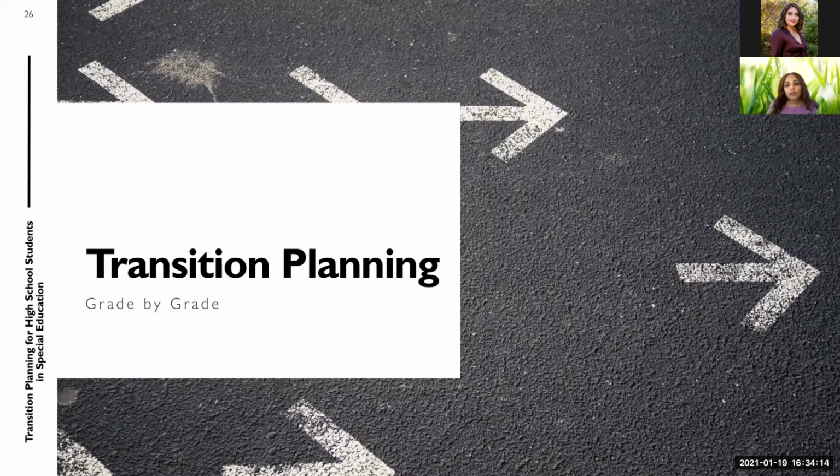Transition planning is a process that is going to need assessment, updating of goals, and creating of goals throughout the high school career of the student. We're going to try to break it down grade by grade to help you understand some of the small steps you can take to support your child in every grade year.